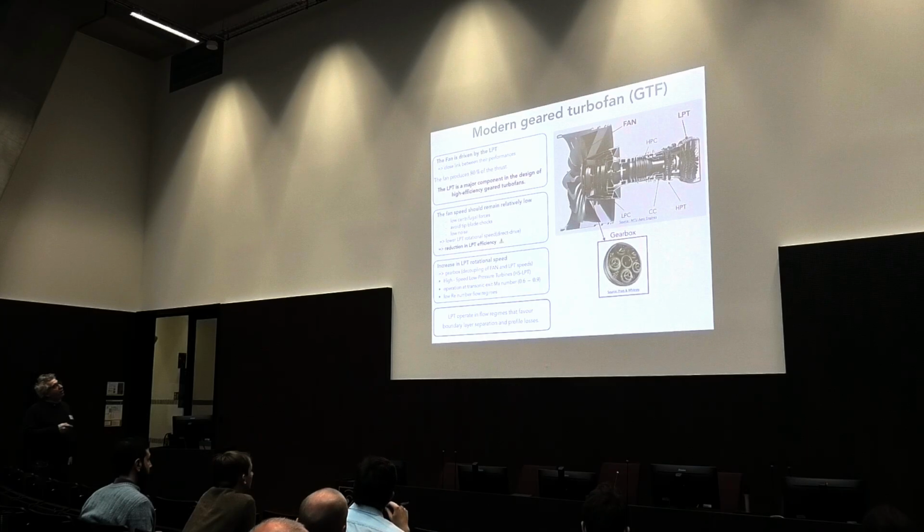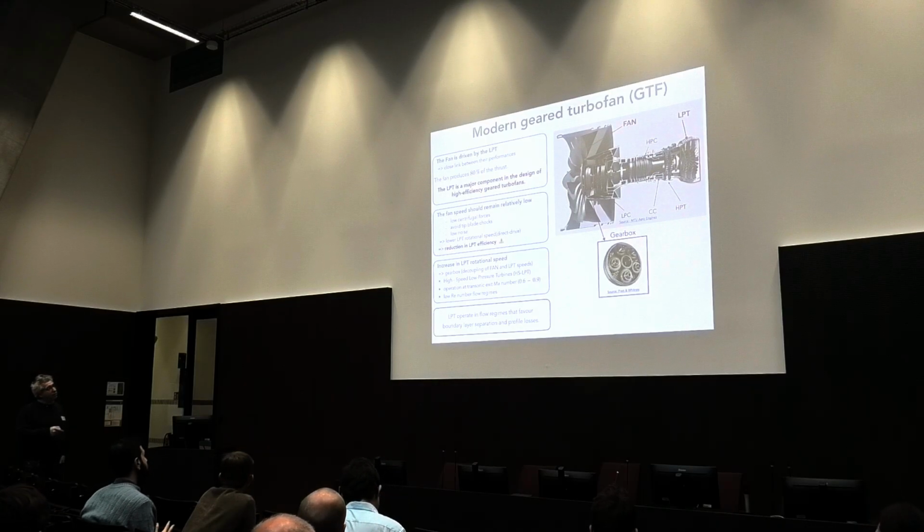The fan produces 80% of the thrust. So the low pressure turbine that drives this fan is a major component in an aircraft engine. So the LPT is a major component for the design of a high efficiency geared turbofan. The problem is that this fan, as I already mentioned, is more than 3 meters in diameter. So it wants to rotate very slowly, the slowest possible, to avoid centrifugal forces, tip blade shock and compressible flow issues, and to make low noise.